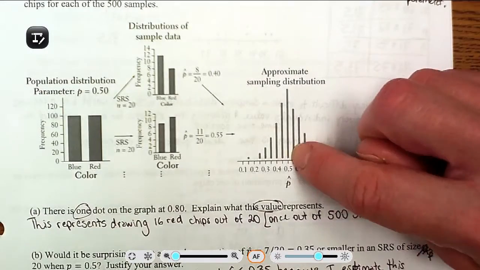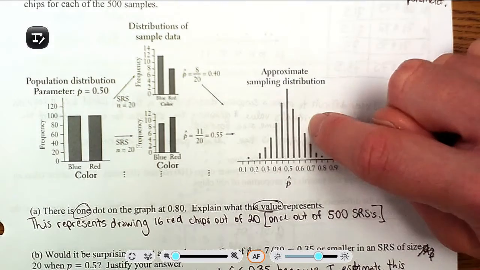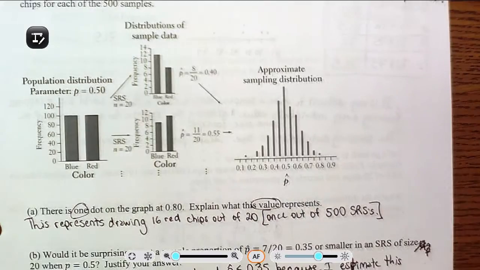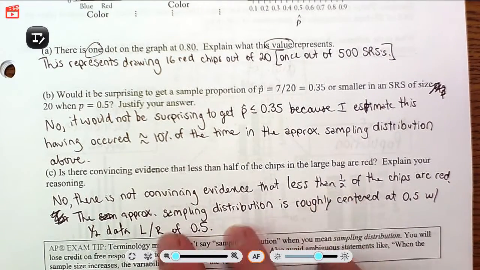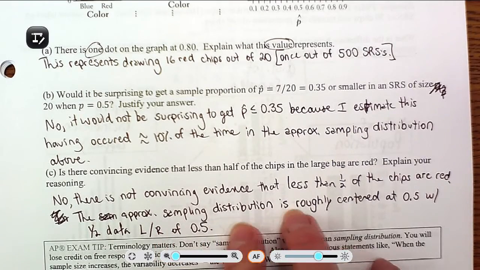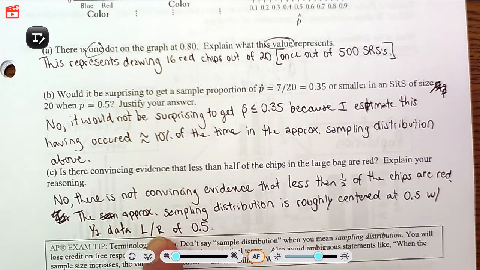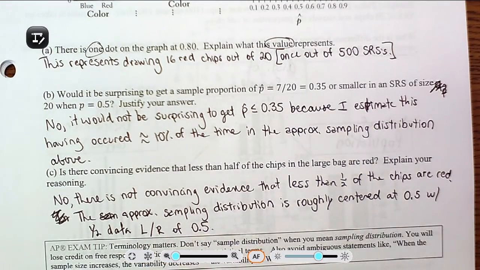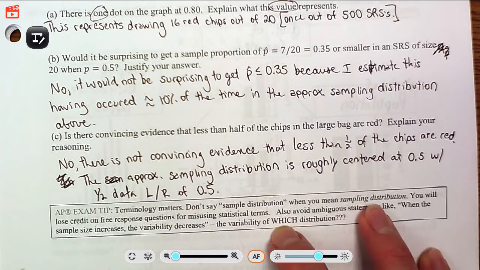So this is the proportion of chips that are red, about 50%, and then the bars compare this way. No, there's not convincing evidence that less than half the chips in the bag are red. The approximate sampling distribution is roughly centered at 0.5, with half the data left and half the data right of 0.5. Terminology matters. Don't say sample distribution when you mean sampling distribution.